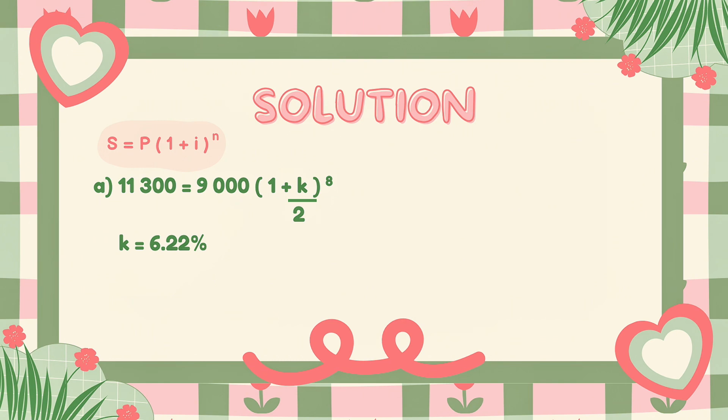So 11,300 equals 9,000 in bracket 1 plus k over 2 to the power of 8, and the answer is 6.22%.